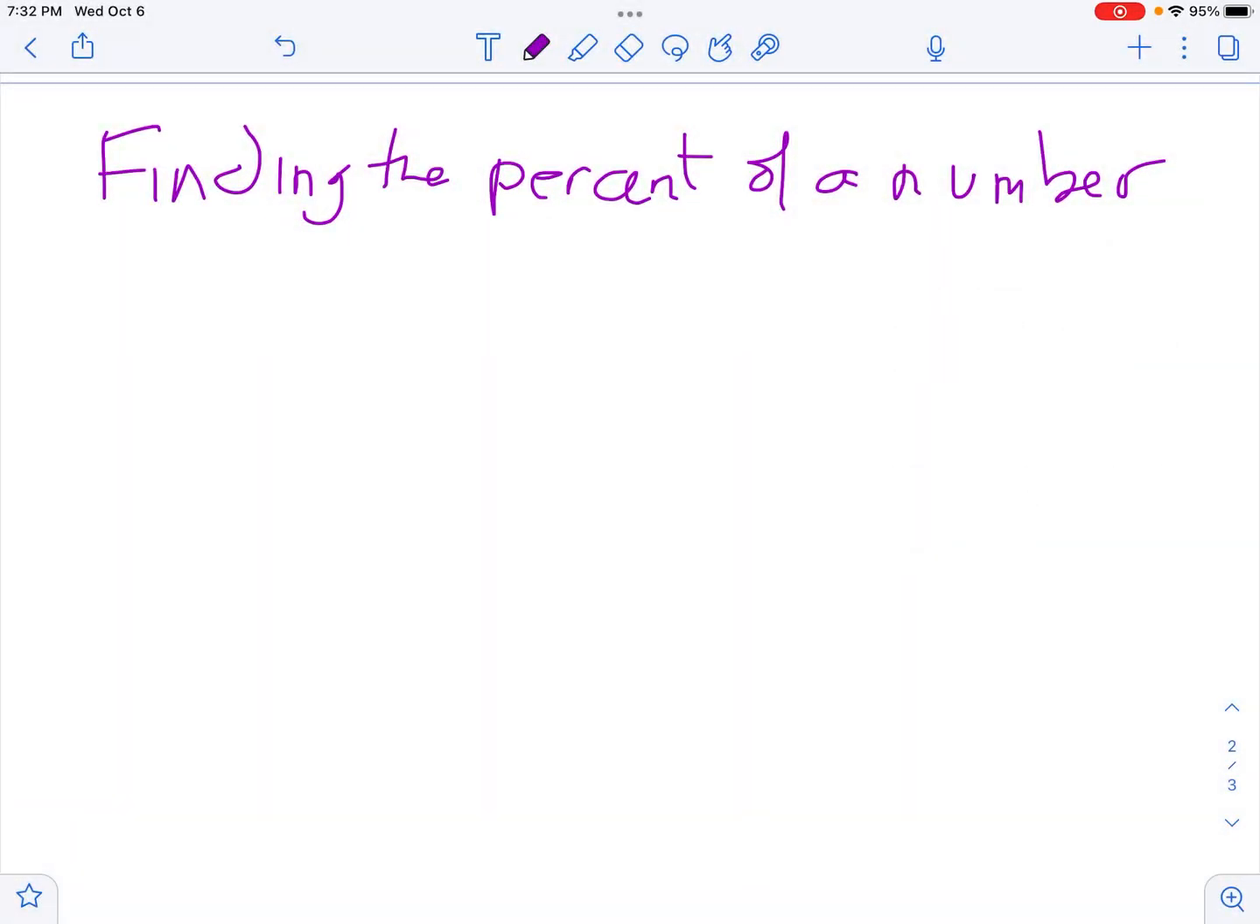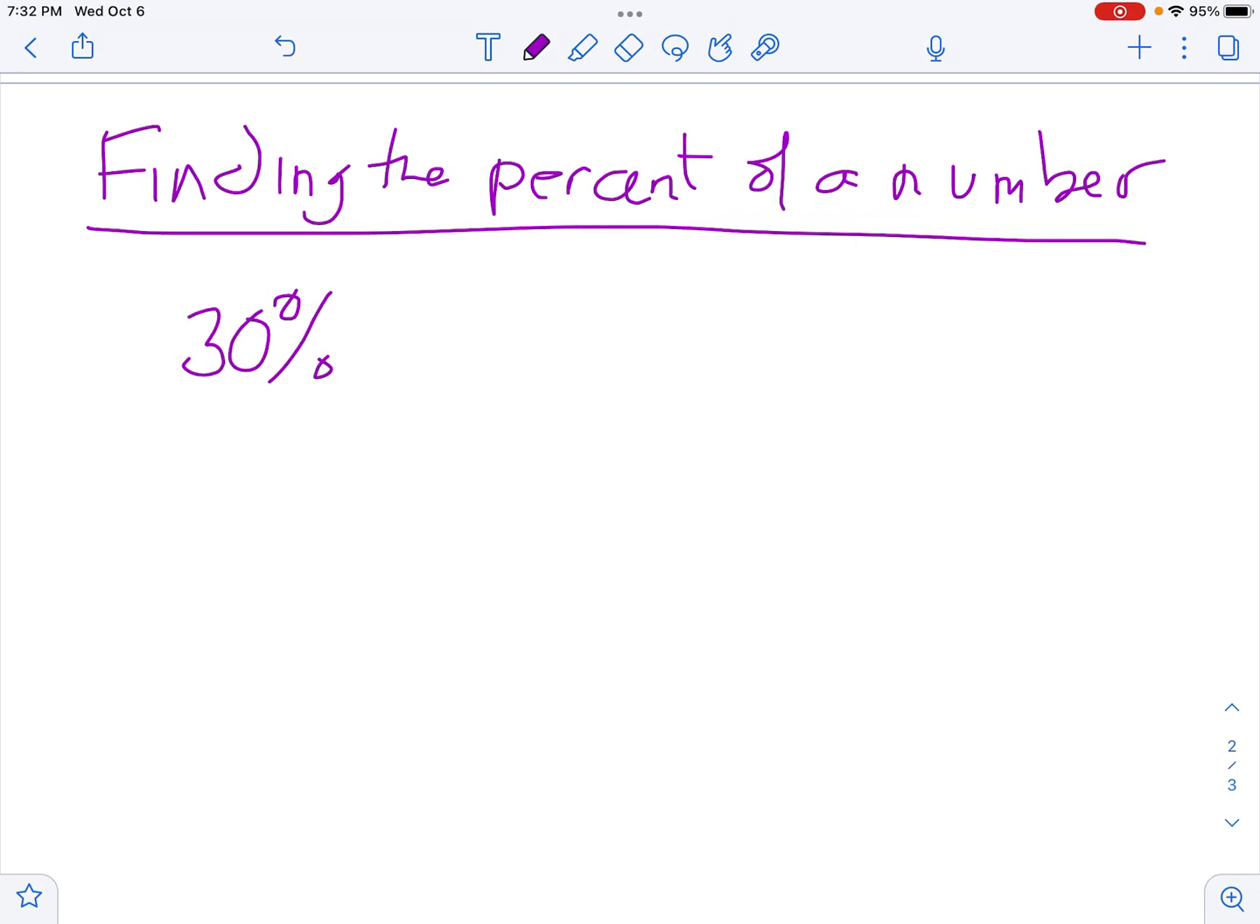So oftentimes with percents, the reason they're used a lot in business, and you'll hear people say something like, "Now 30% off," or "It's only 10% extra," or something like that. So let's talk about that. Let's say you heard that something was 30% off, and the original price was, say, $250.